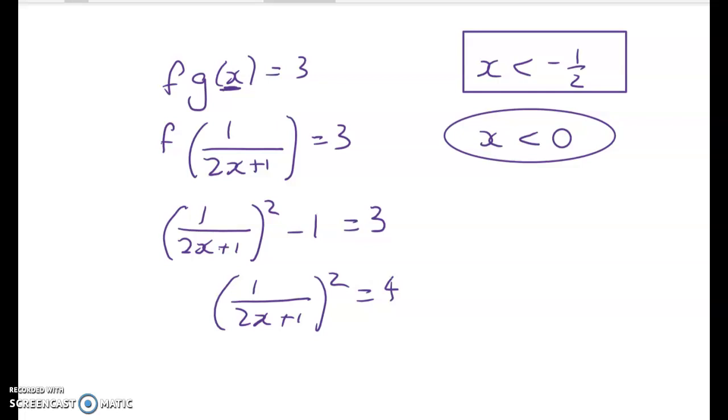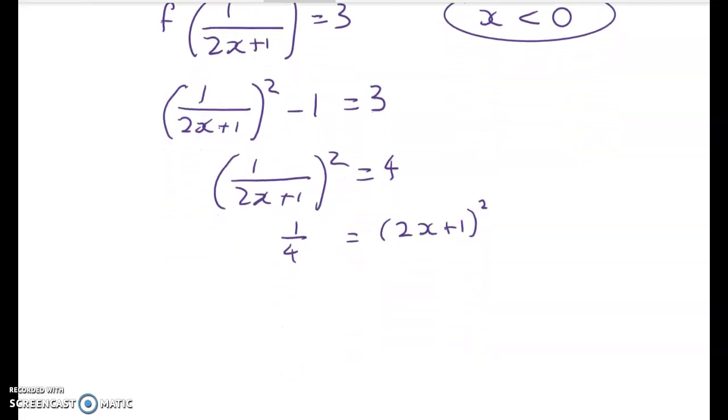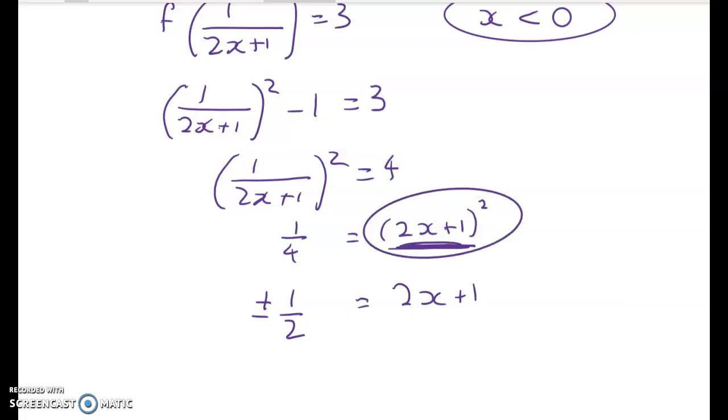Multiplying things through, what do we get? Well, we get 1/4 is equal to 2x plus 1 all squared. Now I could expand that and then solve the quadratic. Or, in this case, I could say, well, on this side we've got plus or minus 1/2 is equal to 2x plus 1. Now, it has to have the plus or minus because when this is squared, it will be a positive number, but that could have come from this being either a positive or a negative number.